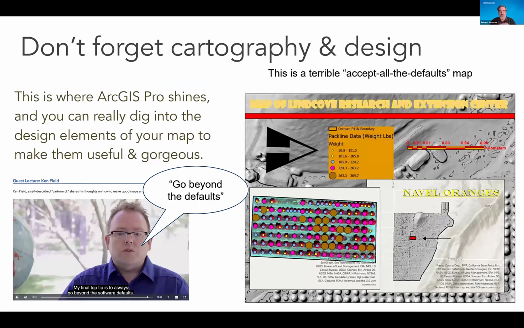And speaking of that, don't forget cartography and design. On the right, we call this our accept-all-the-defaults map, but really this is like a really-trying-to-make-it-as-bad-as-possible kind of map. These are all what not to do. It's jumbled, the colors are crazy, it's not easy to figure out what exactly is going on in that data. But one of ArcGIS Pro's strong suits is making these cartographic products. You just have to be thoughtful about what you're doing and have a little bit of understanding of what's possible.